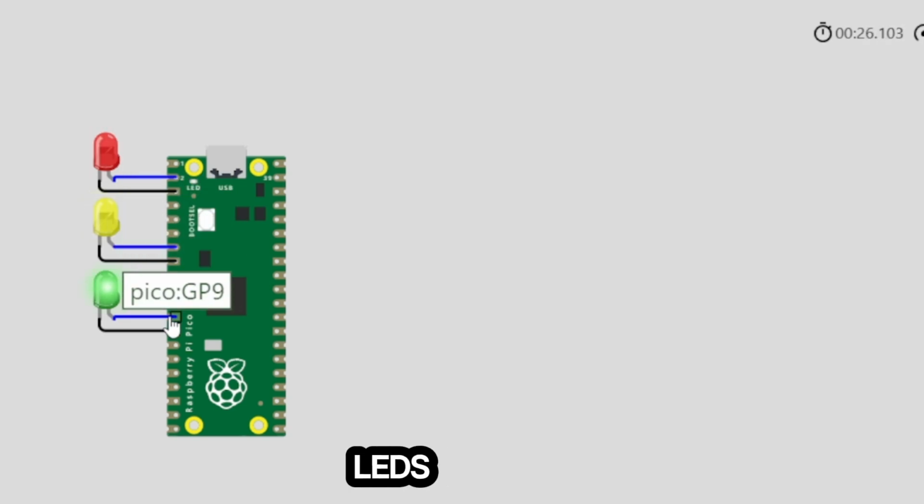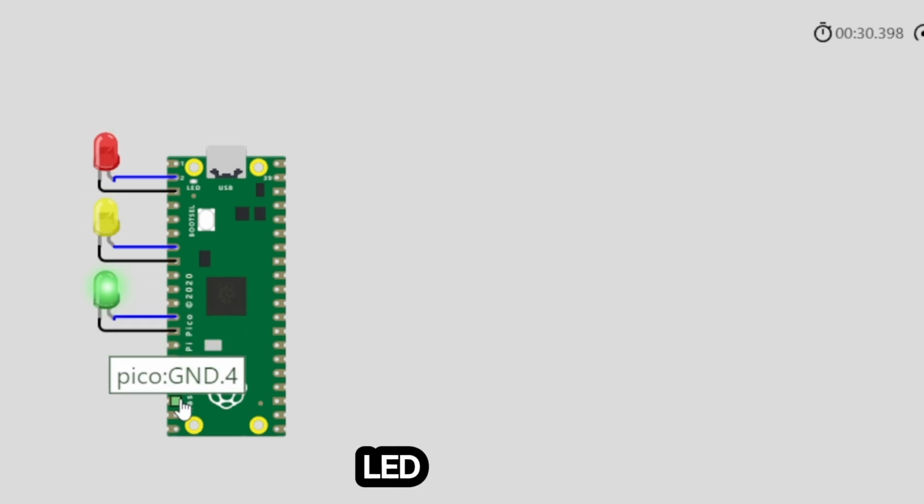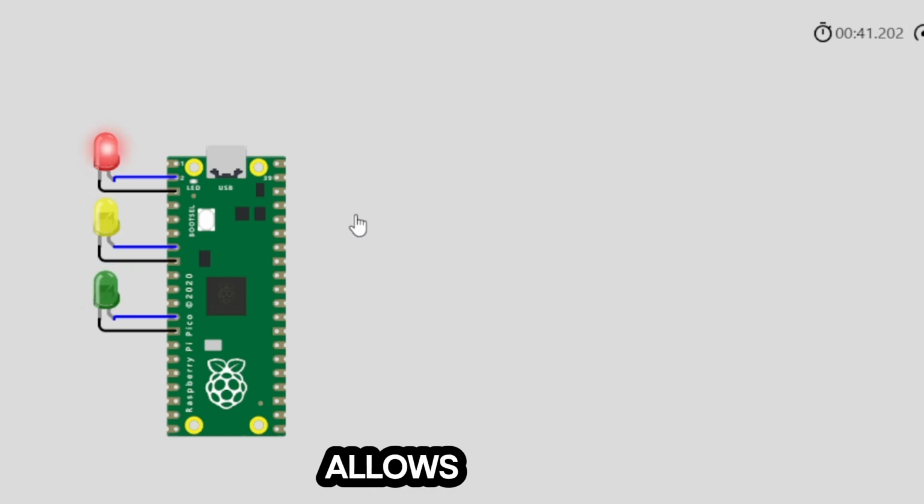We've connected 3 LEDs to the Pico for this traffic signal simulation. The red LED is connected to GP1 and GND, the yellow LED is on GP5 and GND, and the green LED is connected to GP9 and GND. This setup allows us to mimic the behavior of a real traffic light.